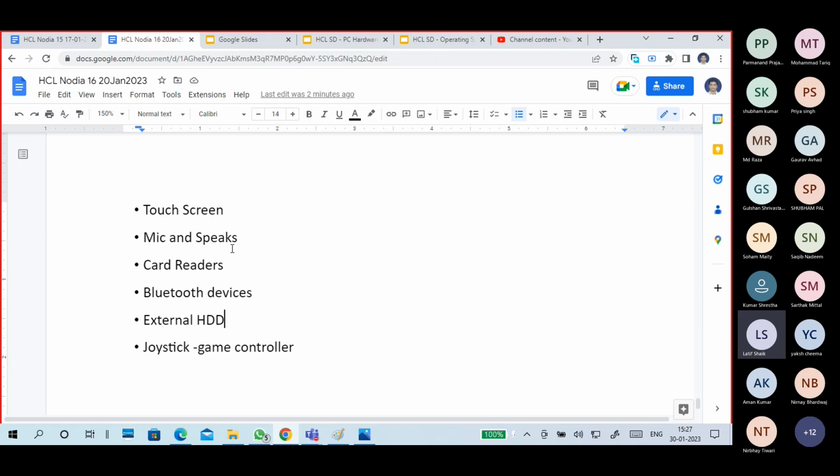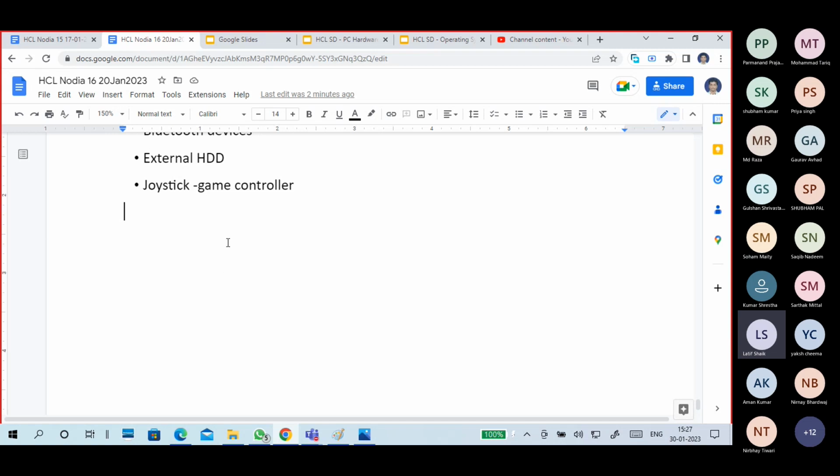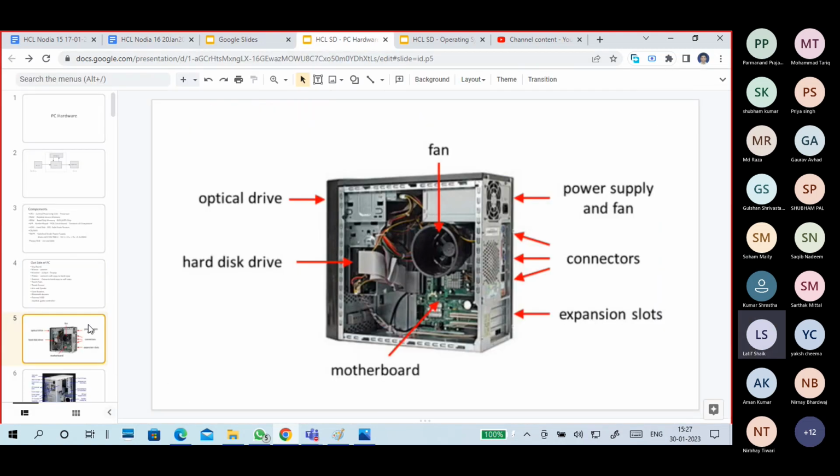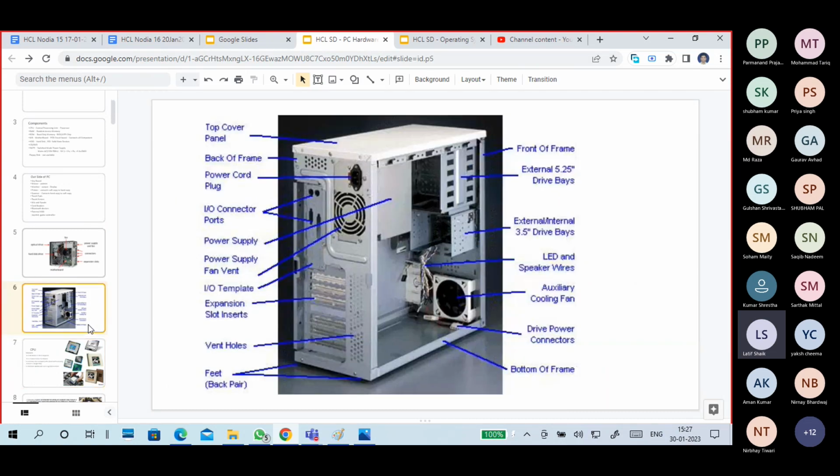External hard disks: to store heavy, mass data outside of your PC, you can use an external hard disk. Joysticks are like gaming pads, for PC gaming purposes. Okay, these are the basic components of your PC. So this is also a cabinet, an empty cabinet.